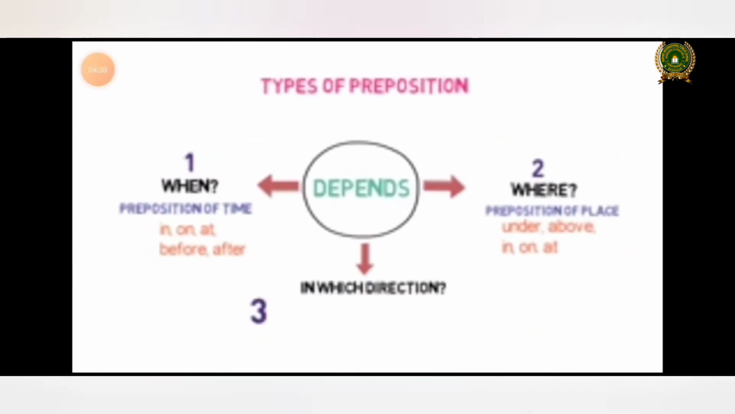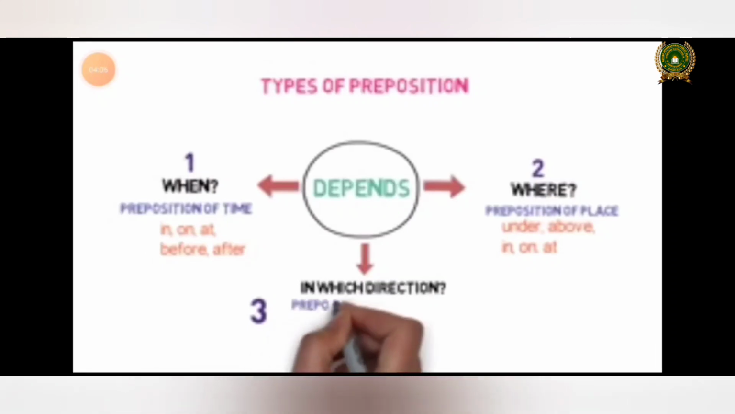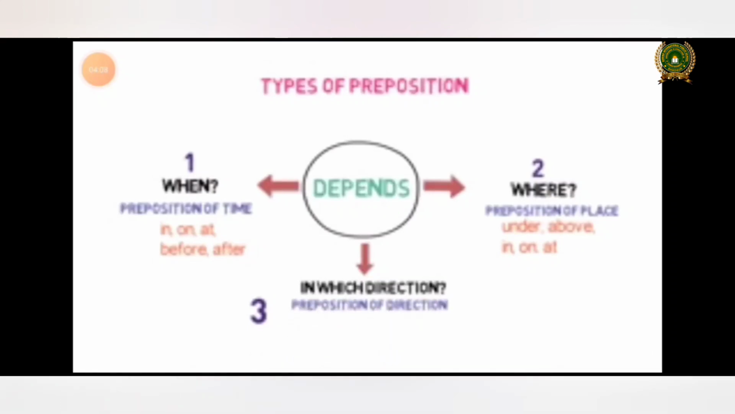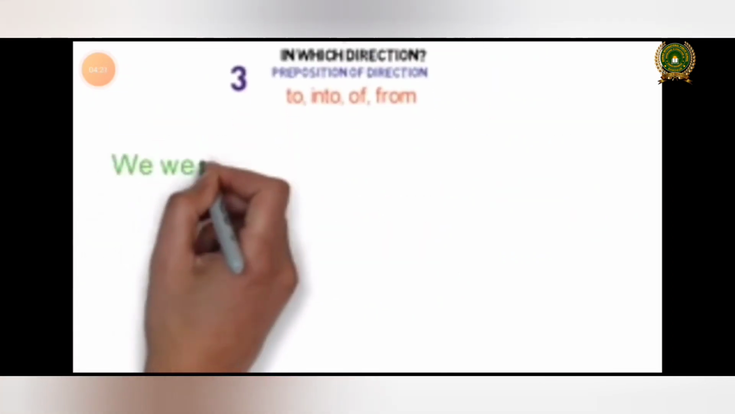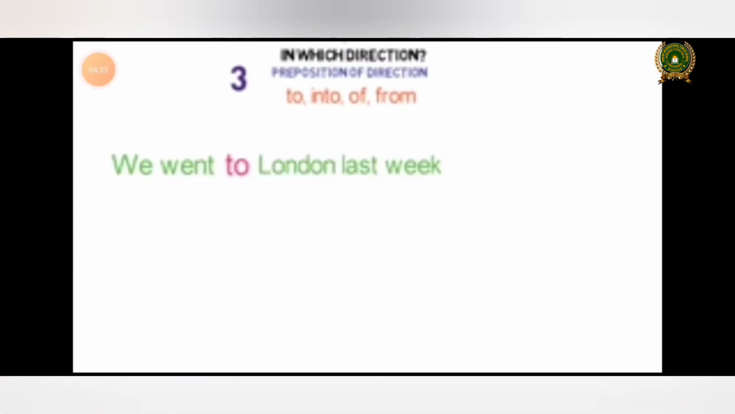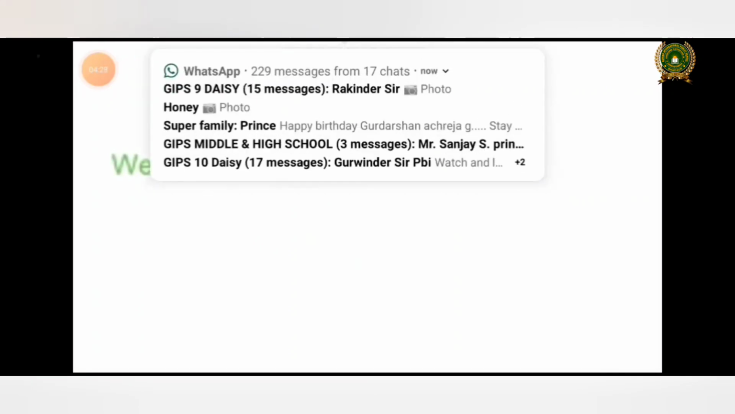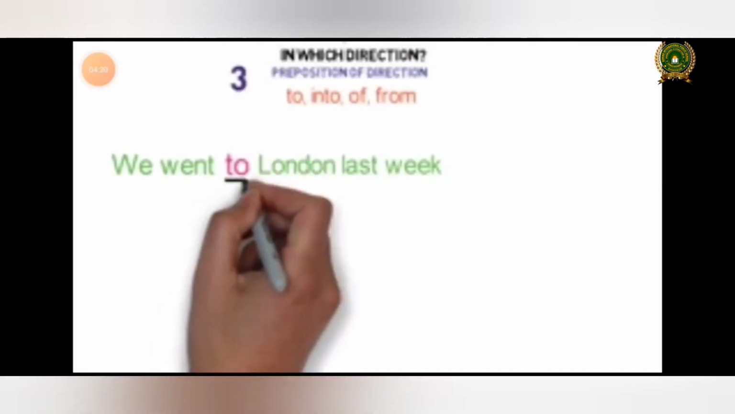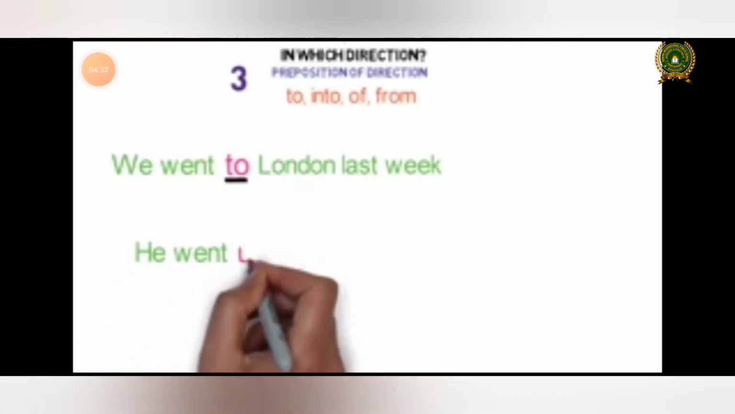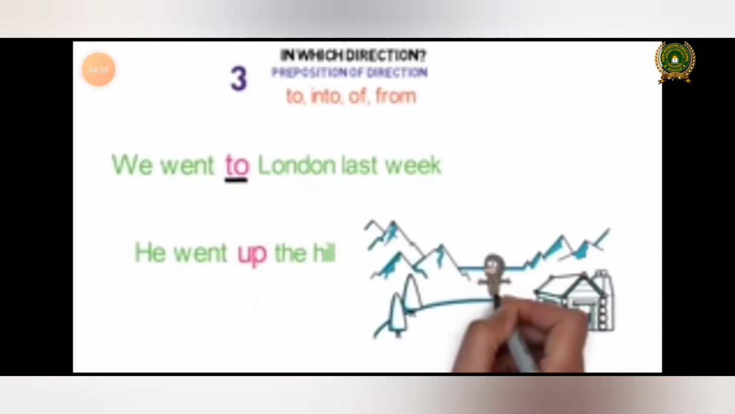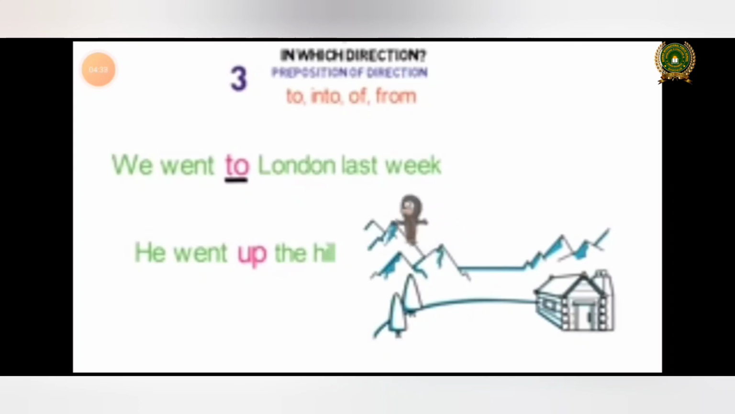Move to the third type, in which direction. This, okay, the preposition of movement or preposition of direction. So let's see examples: to, into, of, from. Many more examples are also there, I'm just telling you for your understanding. Let's understand it with the help of an example now. We went to London last week. Okay, where did we go last week? To London. So to London here shows direction. We went up the hill. Okay, where did he go?